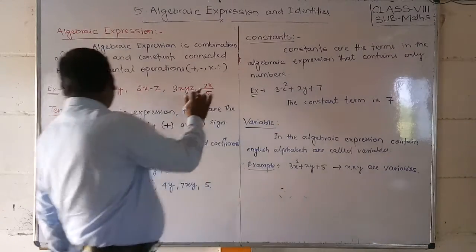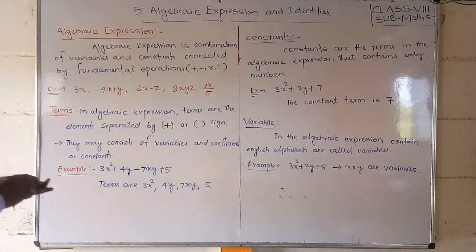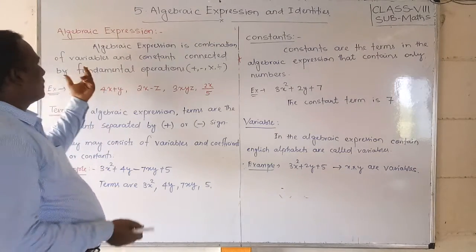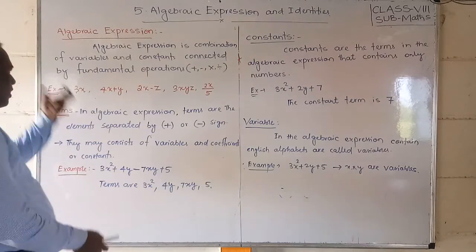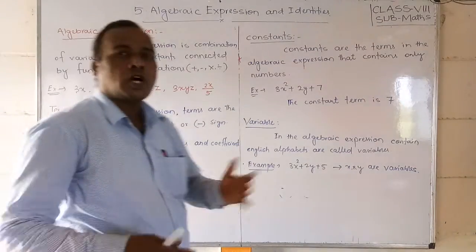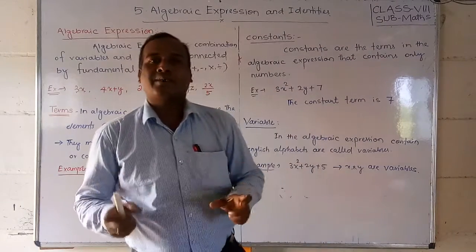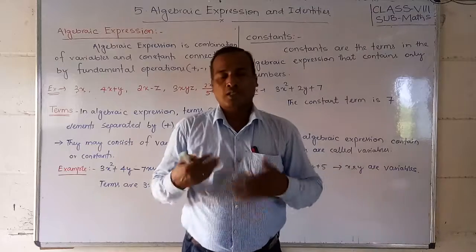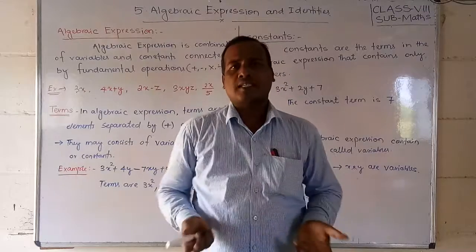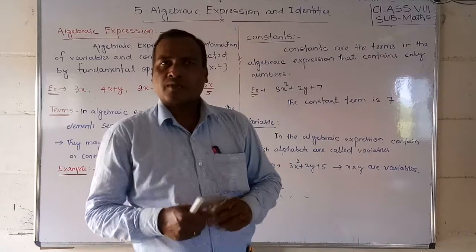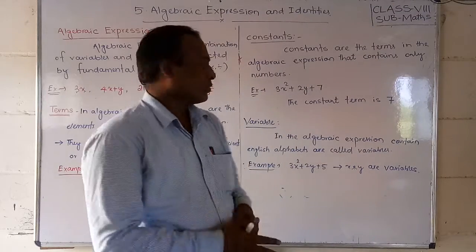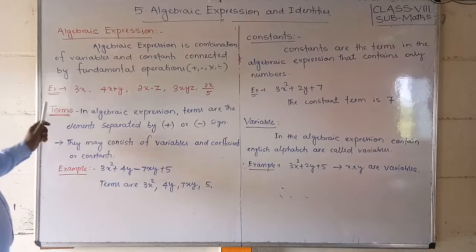Okay, students. Before, I already told you there are so many terms in the combination of variables and constants connected by the fundamental operations. So whatever algebraic expressions there are, they contain some terms, friends. Algebraic expressions contain different terms. Terms means variables, constants, and so many related things. We will discuss these in this chapter first, and after that we will go for our problems. So first of all we will discuss the terms.